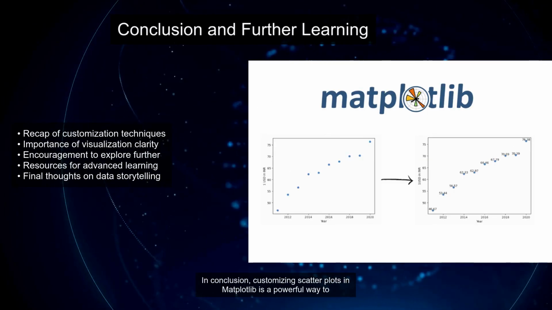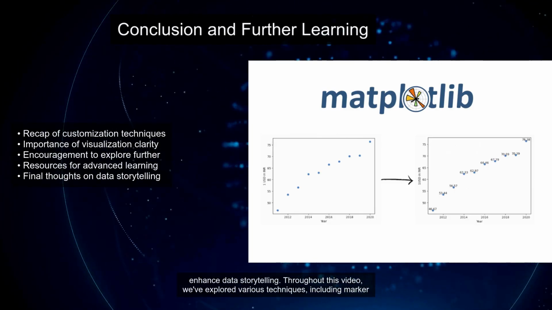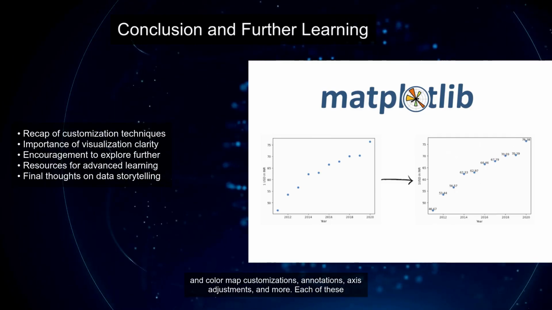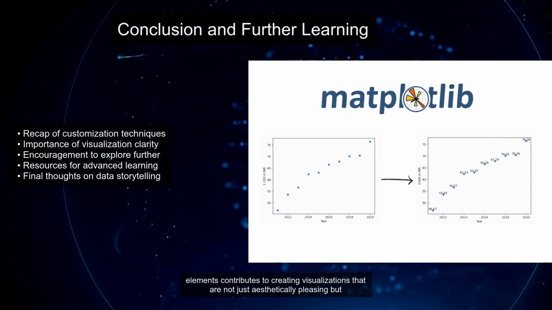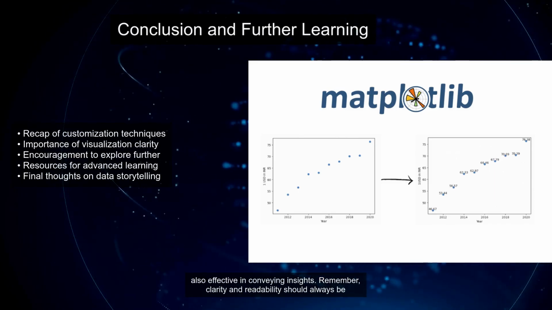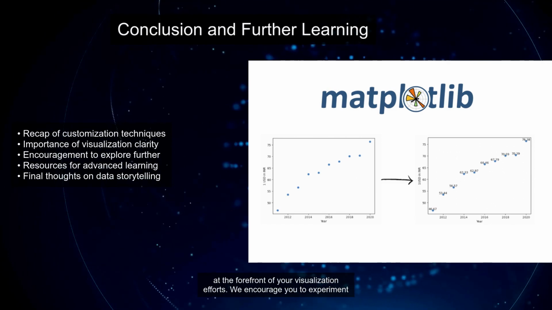In conclusion, customizing scatter plots in Matplotlib is a powerful way to enhance data storytelling. Throughout this video, we've explored various techniques, including marker and color map customizations, annotations, axis adjustments, and more. Each of these elements contributes to creating visualizations that are not just aesthetically pleasing but also effective in conveying insights. Remember, clarity and readability should always be at the forefront of your visualization efforts.